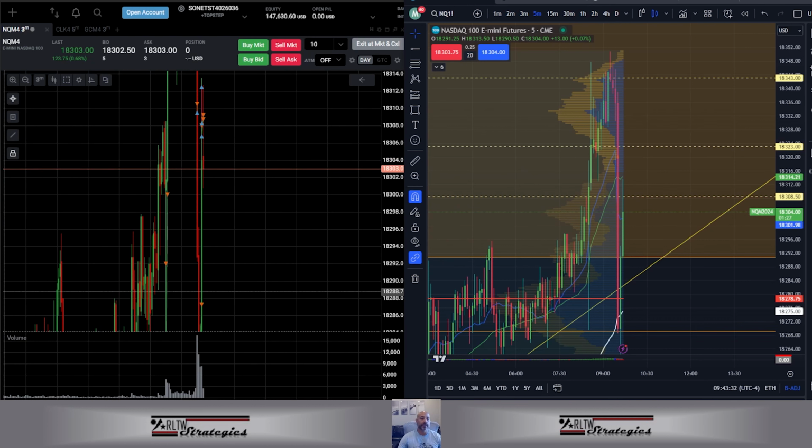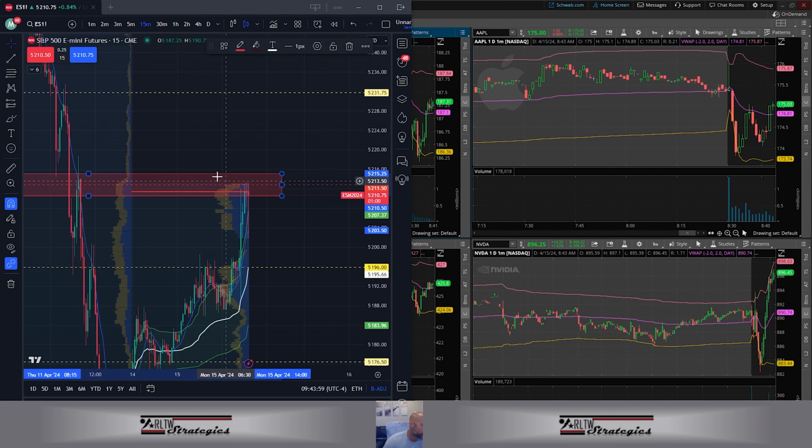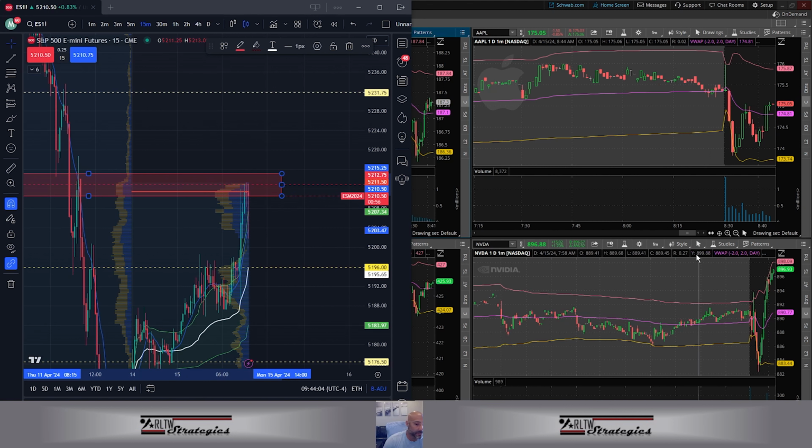Nvidia could be topping out. Microsoft could be topping out. Amazon could be topping out. ES may not be able to break that red box. Here's Microsoft topping out. Amazon's topping out. Nvidia's topping out. Apple's hitting a double top here. Hasn't broke its morning high. And ES hasn't broke this red box. So if ES can't break that red box, once data is released in 15 minutes, we could drop.